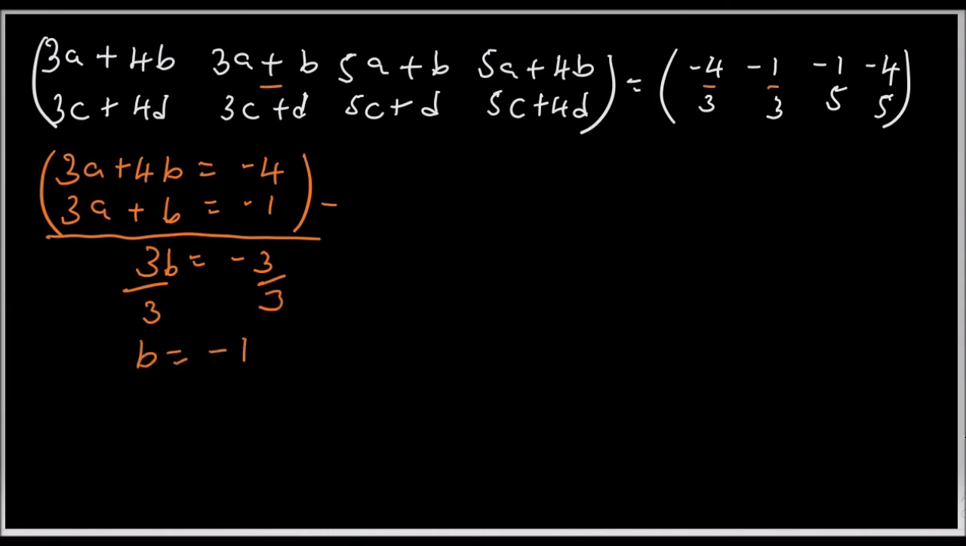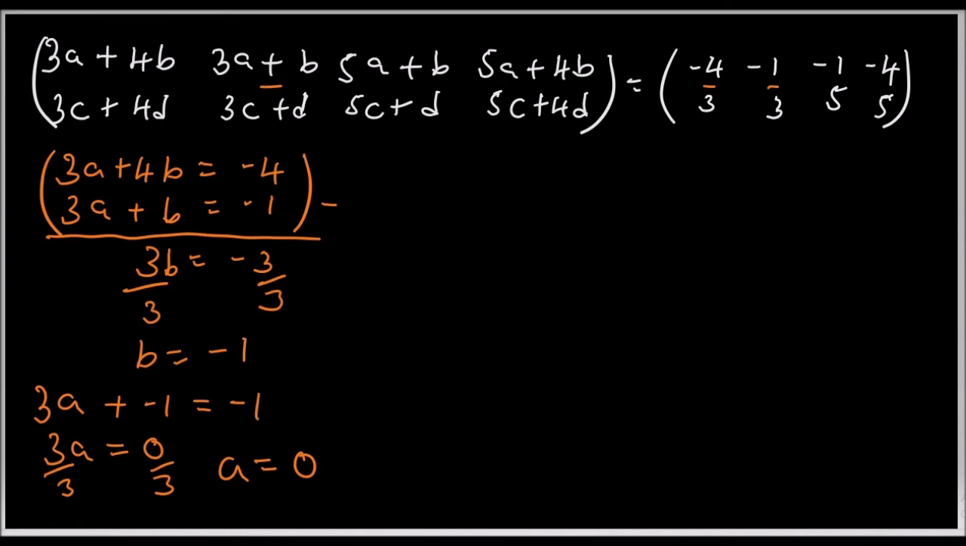When you get B equals minus 1, you can substitute in the second equation, that is 3A plus minus 1 equals minus 1. That is the second equation. Take minus 1 to the other side, it becomes positive. So minus 1 plus 1 becomes 0. So 3A equals 0. Divide both sides by 3, and you get A equals 0. So we have gotten the values of A and B.